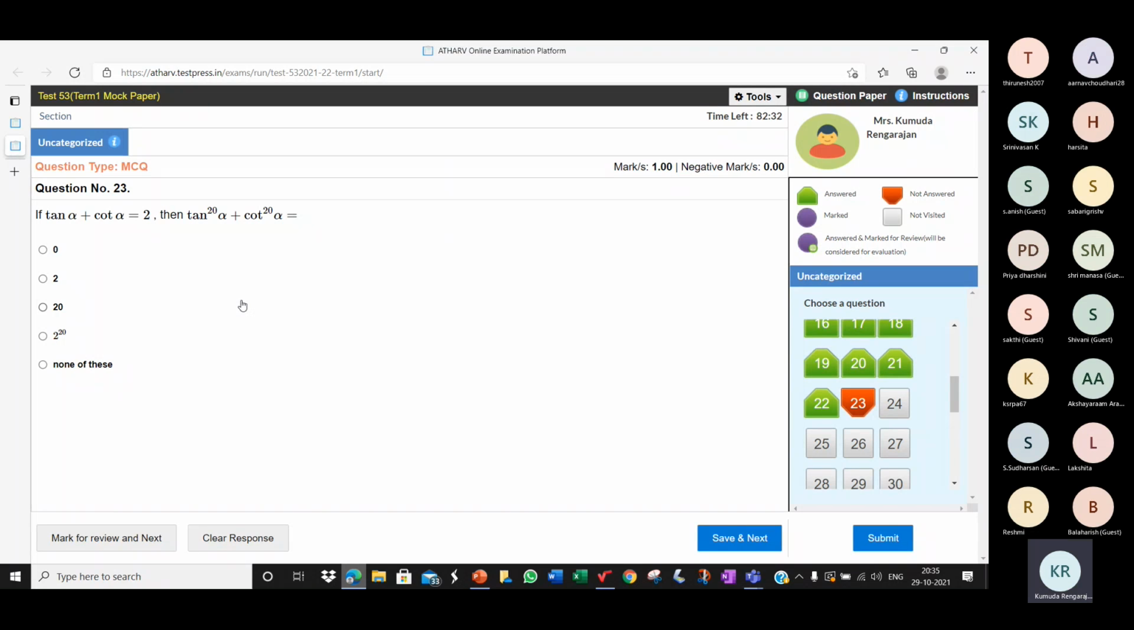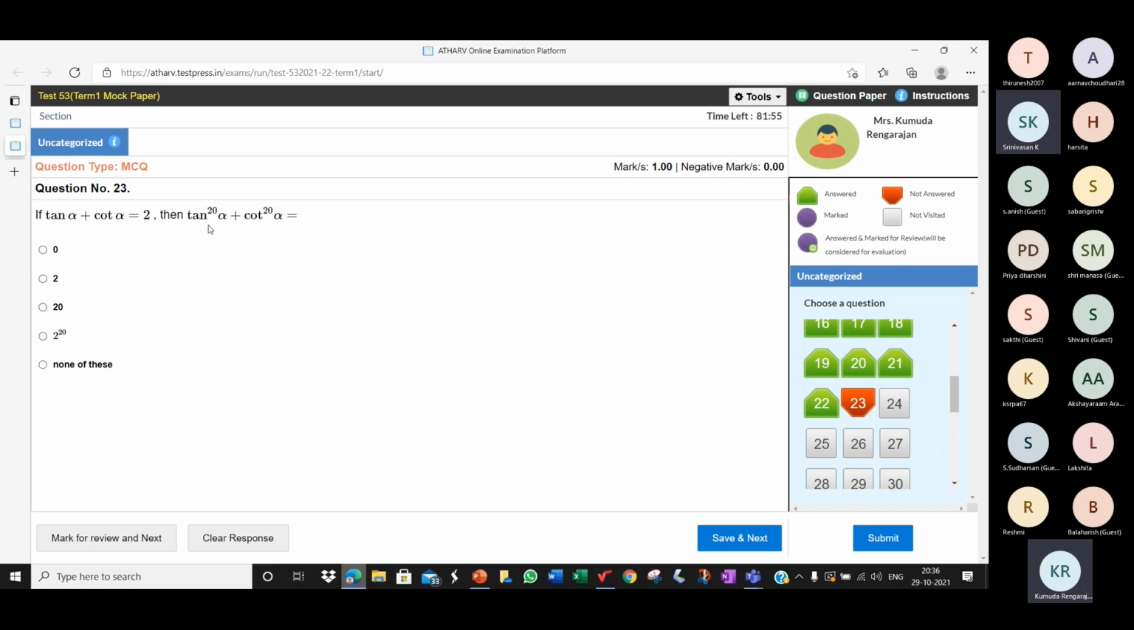I'll tell you, we can also work it out. Here I'm just using the angle and telling. Without using the angle, we'll work and see how we can get it. Tan alpha plus cot alpha is 2. That means alpha is 45 degrees, because tan 45 is 1, cot 45 is 1, and 1 plus 1 is 2. Do we understand that, children? For alpha is 45 degrees. Yes or no?